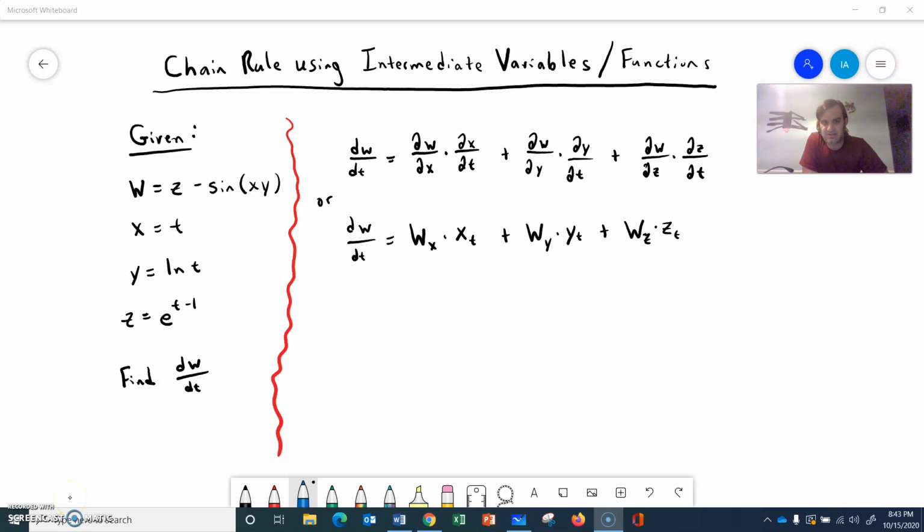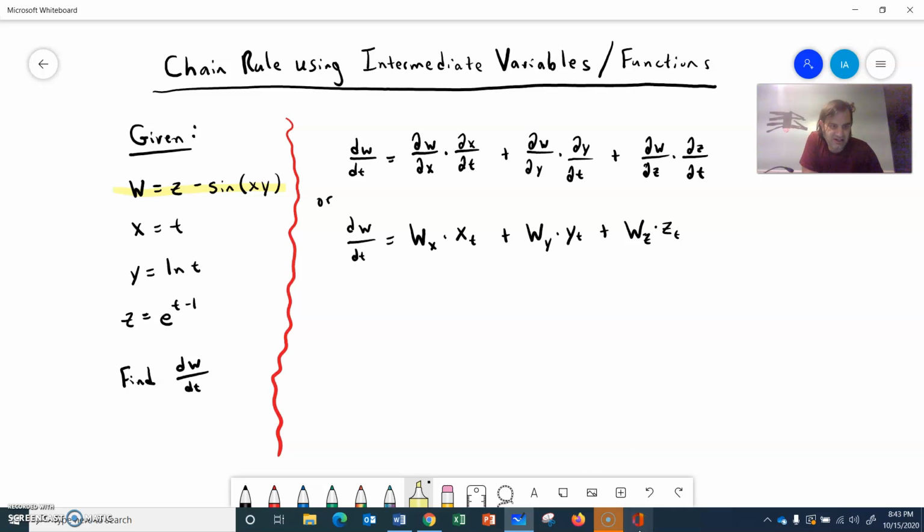Hey, I'm going to talk about the chain rule using intermediate variables or functions. Sometimes we think about these as parametric functions. Over on the left here we have a multivariable function, w equals z minus the sine of xy.